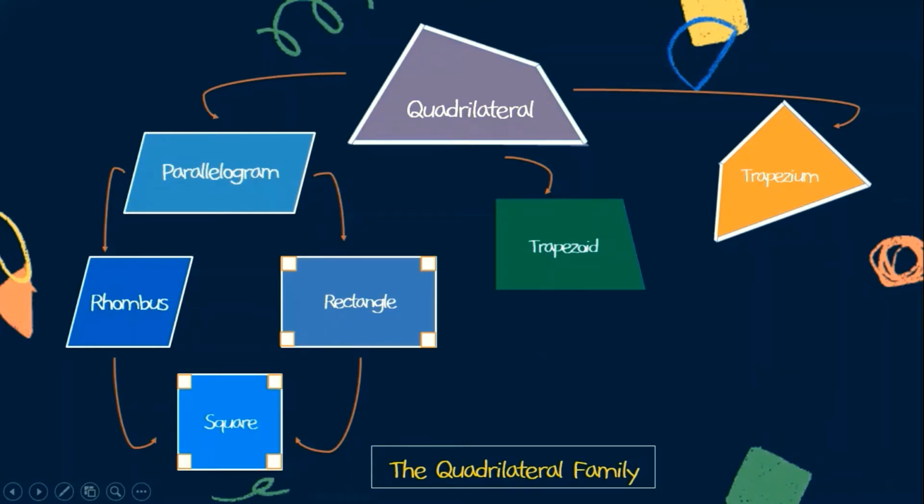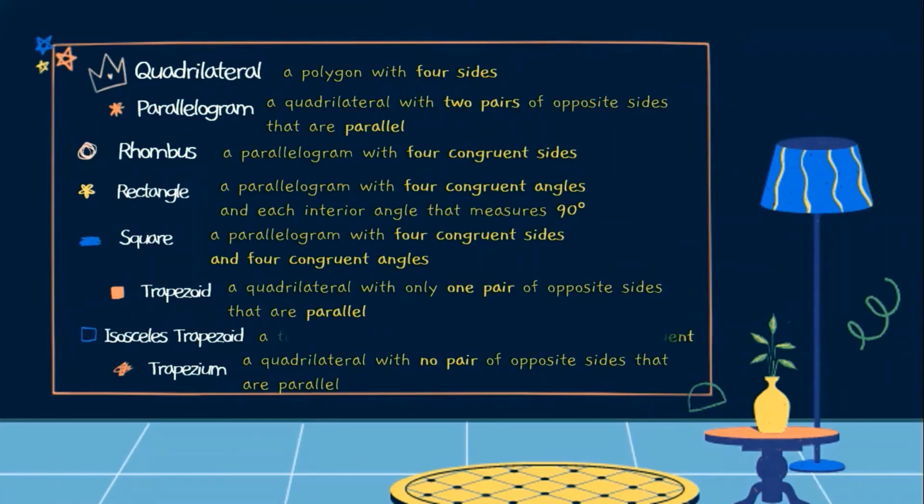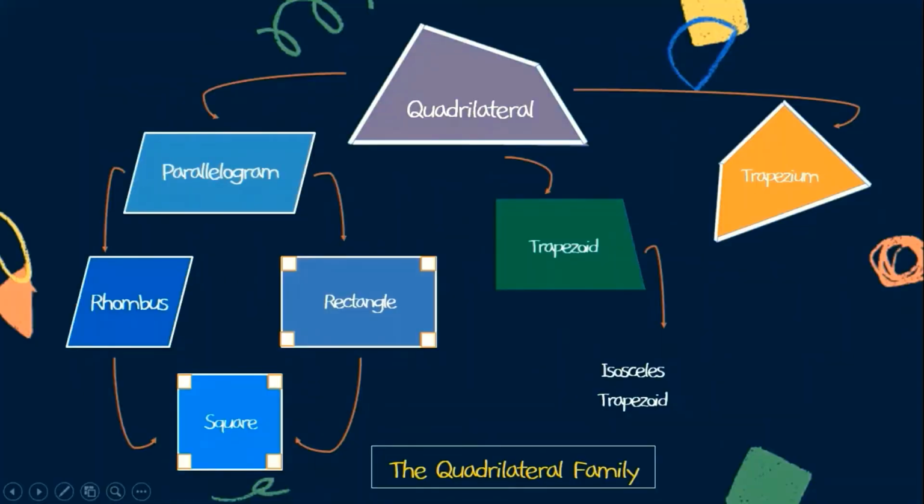On the other hand, ang trapezoid ay meron ding isa pang form, which is the isosceles trapezoid. An isosceles trapezoid is a trapezoid whose non-parallel sides are congruent. And this is how an isosceles trapezoid looks like. Ito yung kanyang side na parallel. At ito naman yung kanyang opposite side na non-parallel.